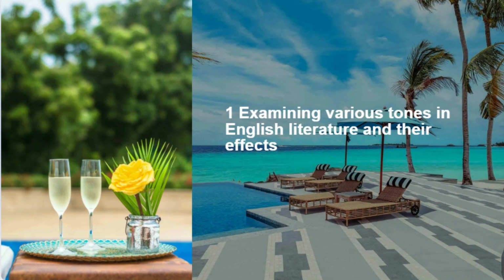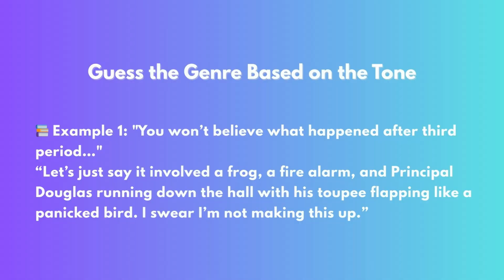Tone and genre are closely linked because tone adds depth and authenticity to the genre of a text. Let's examine a few excerpts to see how tone informs genre. In example 1, I want you to guess the genre based on the tone of the text.